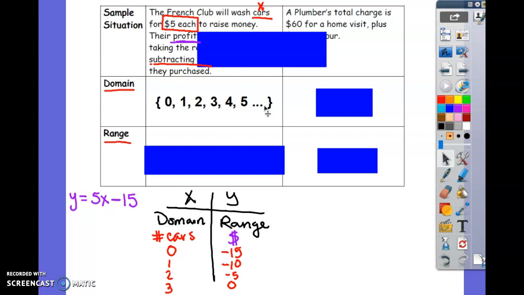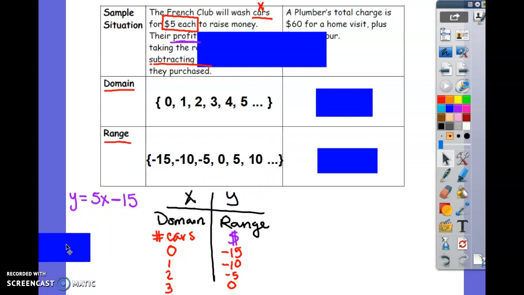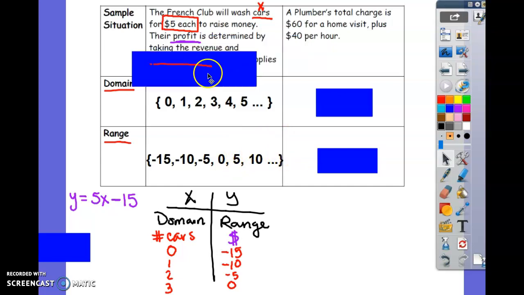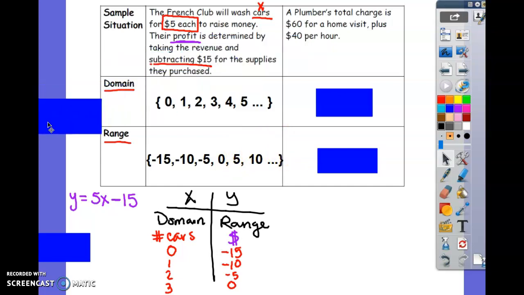And my range, okay, I started with negative $15. And every car I give $5, so I'm paying off my debt. Now I owe $10. I'm in the hole $10. Then I'm in the hole $5. Now I paid off my debt, 0. Now I'm starting to make profit, 5, 10, 15, and so on. Okay, so the domain and the range have to make sense with the story, with what the story is saying.